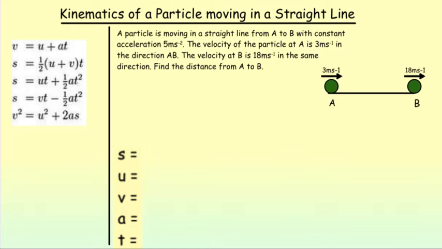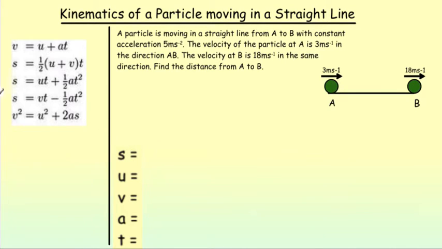So the first problem we have is a particle is moving in a straight line from A to B with constant acceleration 5 meters per second squared. The velocity of the particle at A is 3 meters per second in the direction AB. The velocity at B is 18 meters per second in the same direction. Find the distance from A to B. So I have the diagram over here given to me in this case. So I'm just going to fill in some of the values here.